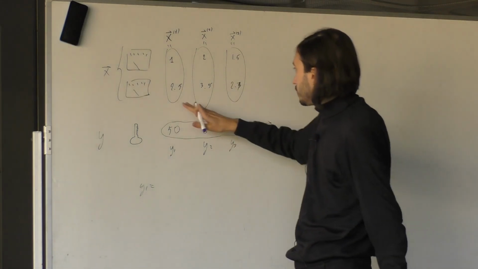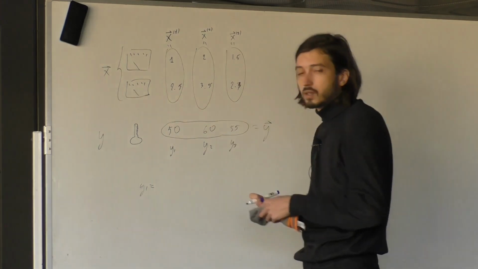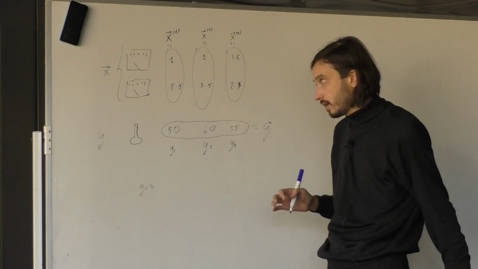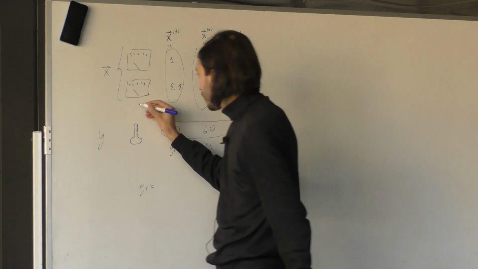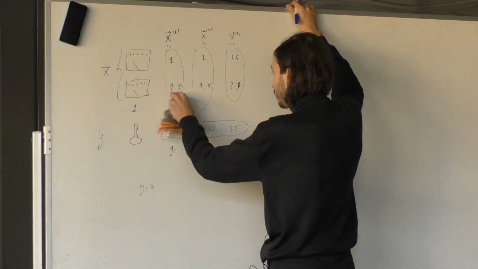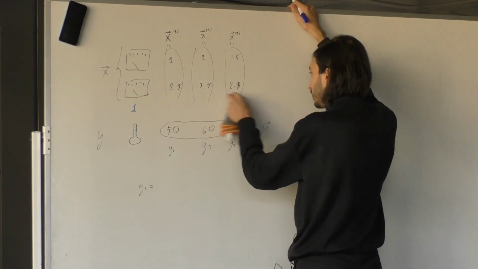Let me do that in a more vector way. So I will add here a constant feature. It is always equal to 1 everywhere. So I do that.